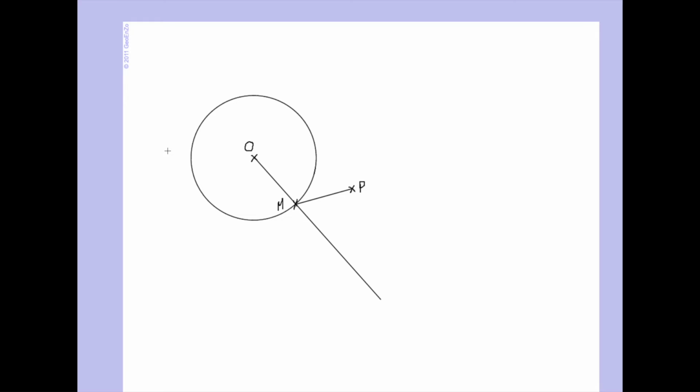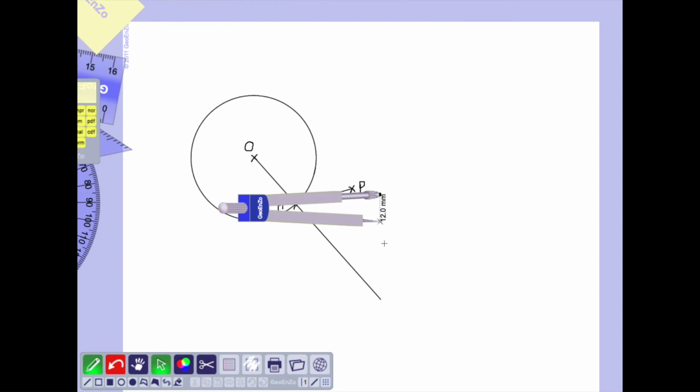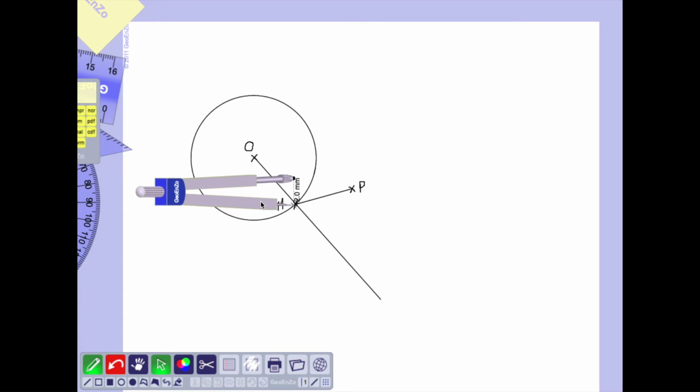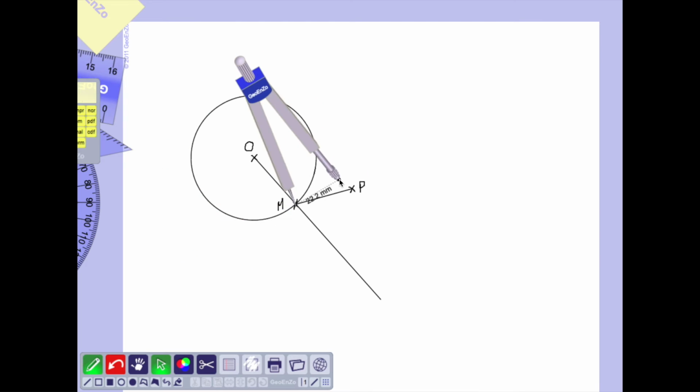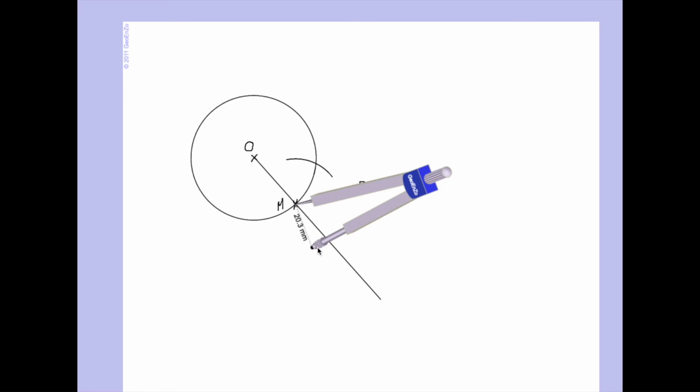Then, if the circle has to pass through points M and P, the center should be in the perpendicular bisector of the segment MP. So that's what we're going to do. We're going to draw the perpendicular bisector of MP.